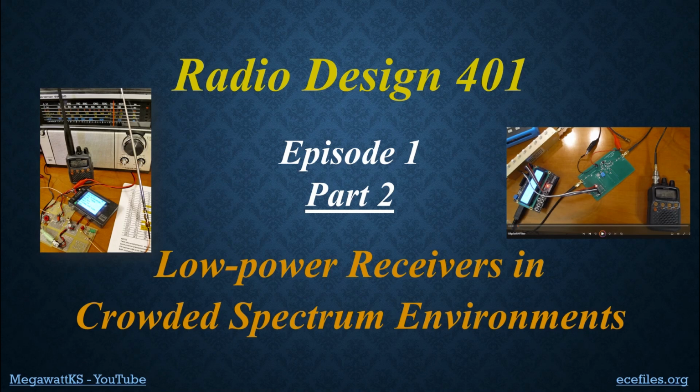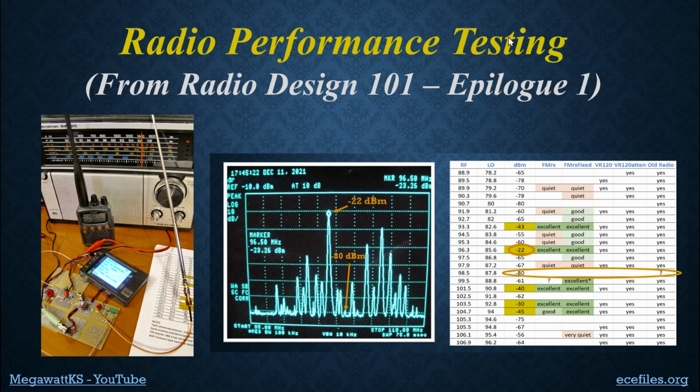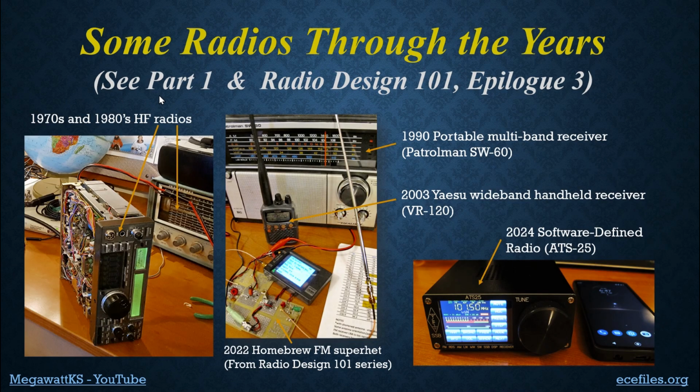Hi, welcome back to episode 1 in our new Radio Design 401 series. This is part 2. And if you've already seen part 1, you know that what we're talking about is low power receivers in crowded spectrum environments. What does that mean? Well, it means when radios are trying to pull out very weak signals in the presence of very strong signals that are all grouped tightly together, such as in the FM broadcast band, which is what we see here.